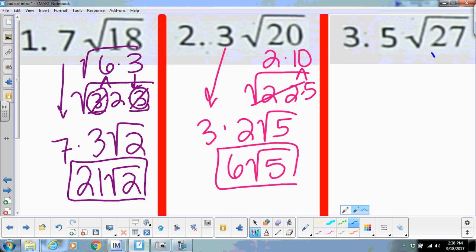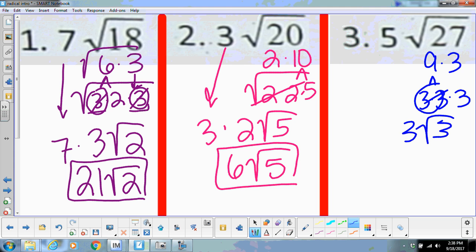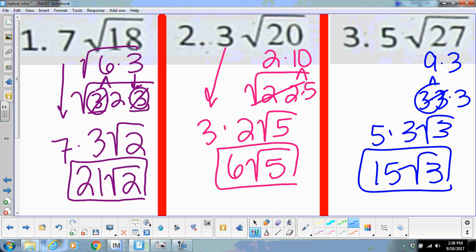And then for 27, you can only use 9 and 3, but 9 you might not have recognized was a perfect square, so you didn't pull that out, so you got 3 times 3. Again, there's a pair of 3's, and bring down your 5, and you still get 15 radical 3. Okay, so that's 1, 2, and 3 have been done using perfect squares, which is my preferred method, but also using a factor tree.